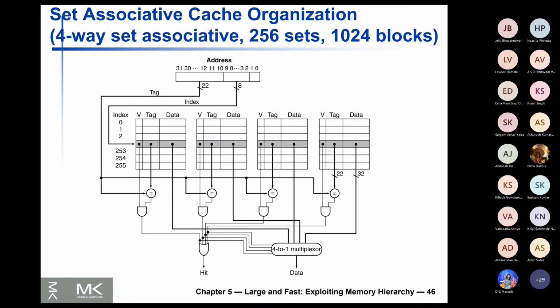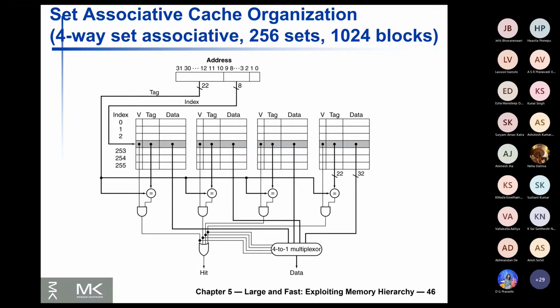An example of a 4-way set associative cache with 256 sets and a total of 1024 blocks in the cache is given. Here every block is one word, so directly the word address is taken. The index is given by an 8-bit field. The tag is the remaining 22-bit field, and there is a 2-bit word offset.